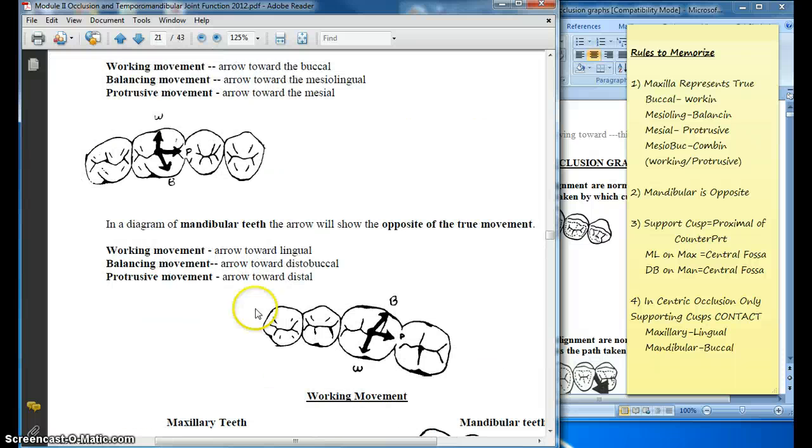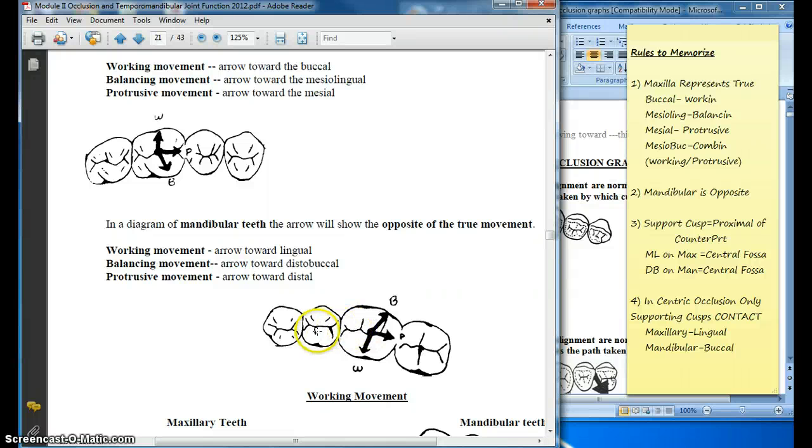So that's where we get the working side of both, because again, the working side is the way the mandible is moving. The protrusive for the maxillary, think about it. If you protrude your mandible out, they will draw on your maxillary teeth a line that goes to the mesial. However, if you're talking about your mandibular arch, if you protrude your mouth out, you're talking about a line that won't go forward, it'll go backward because it's being drawn by the maxillary teeth.